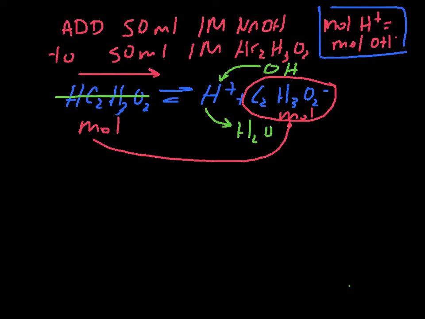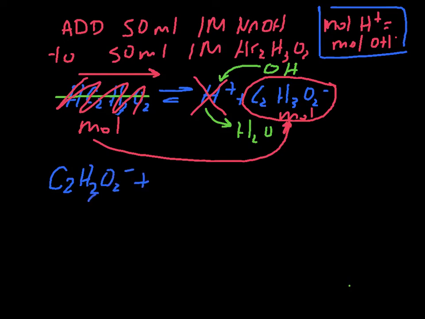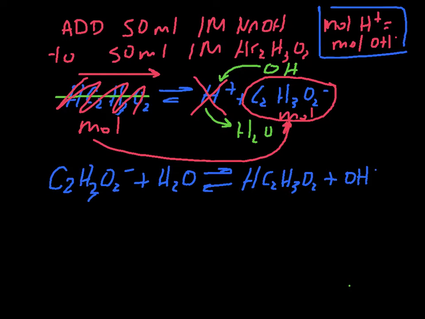So, since I no longer have any of the original acid, all of the H plus has been neutralized. The base now is going to act as a Bronsted-Lowry base. C2H3O2 minus is going to react with water. There's tons of water in there. And it's going to end up forming HC2H3O2 plus OH minus. That OH minus is going to have a dramatic effect on the pH, so I need to calculate that. Well, how in the heck do I calculate that?